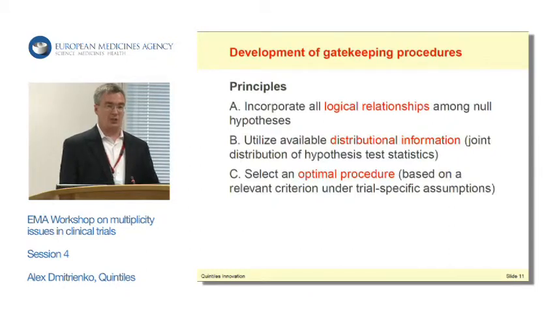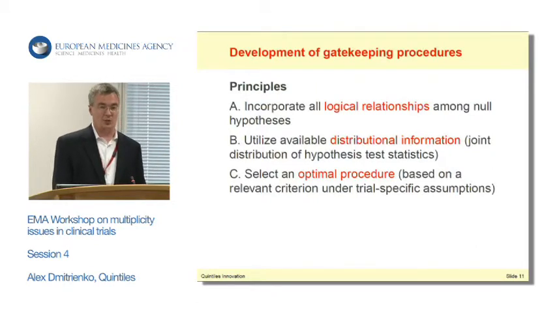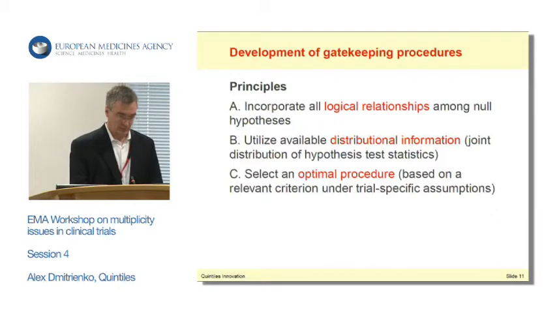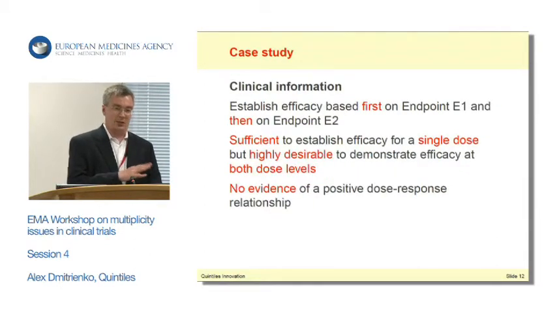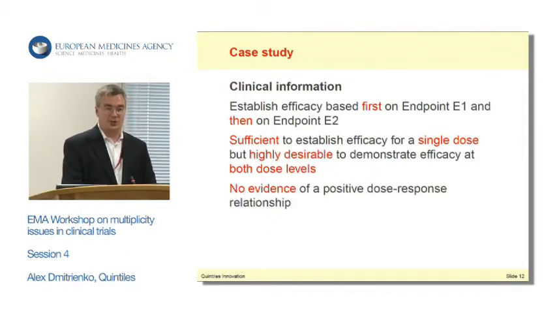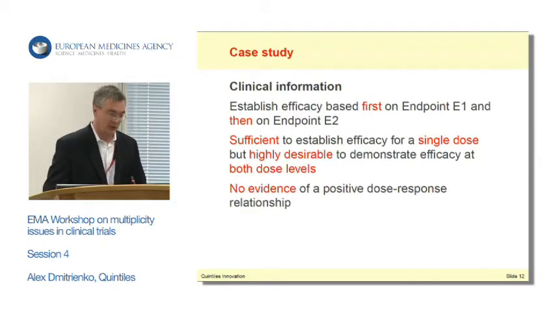And finally, using that information, we define a number of candidate procedures. Then through the mechanism of statistical trial simulation, we choose the one that gives us high statistical power, and yet is consistent with both logical relationships and available distributional information. These are the general principles, and in the next few slides I'm going to illustrate this general process by applying it to a case study based on the lurasidone phase 3 clinical trial.